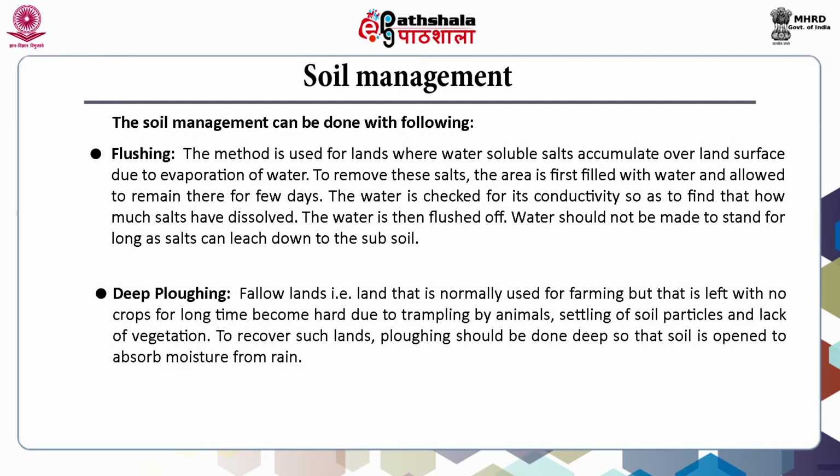Then another method is deep plowing. Fallow lands, that is lands which are normally used for farming, but are left with no crop for long time, become hard due to trampling by animals, settling of soil particles and lack of vegetation. To recover such lands, plowing should be done deep so that soil is open to absorb moisture from rain.